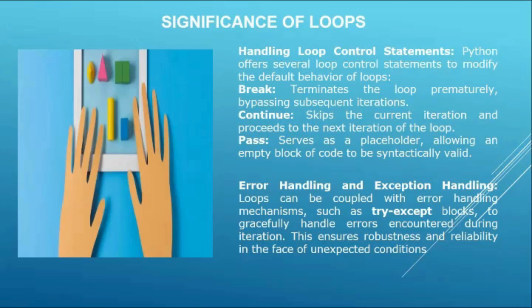The next part coming into picture is pass. It serves as a placeholder, allowing an empty block of code to be syntactically valid. That is nothing but it acts as a placeholder, allowing an empty block. So if there is a block where there are no printing statements, no return value, nothing is passed, in that case the pass statement acts as a placeholder and lets the code run and give the output. So this was all about handling loop control statements.